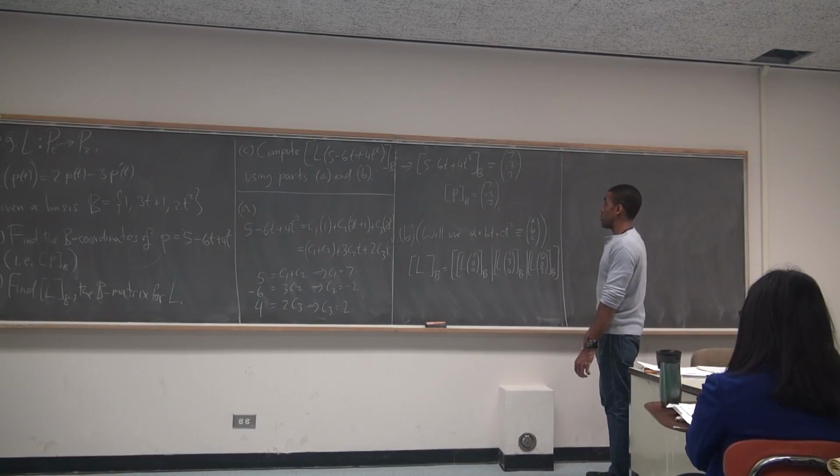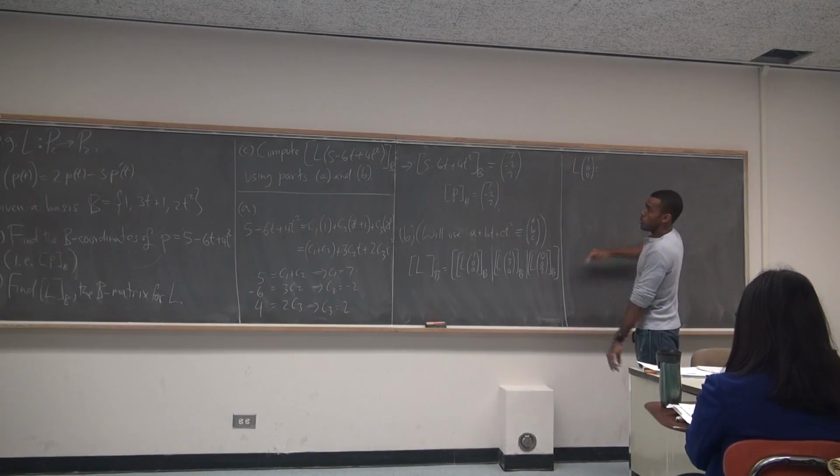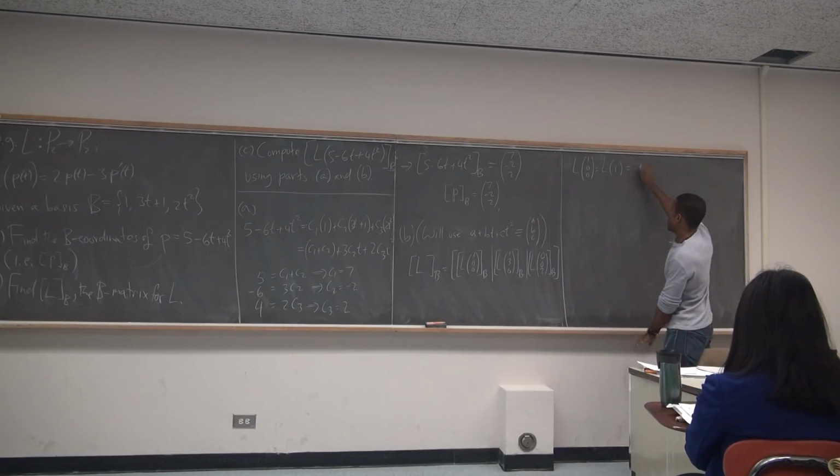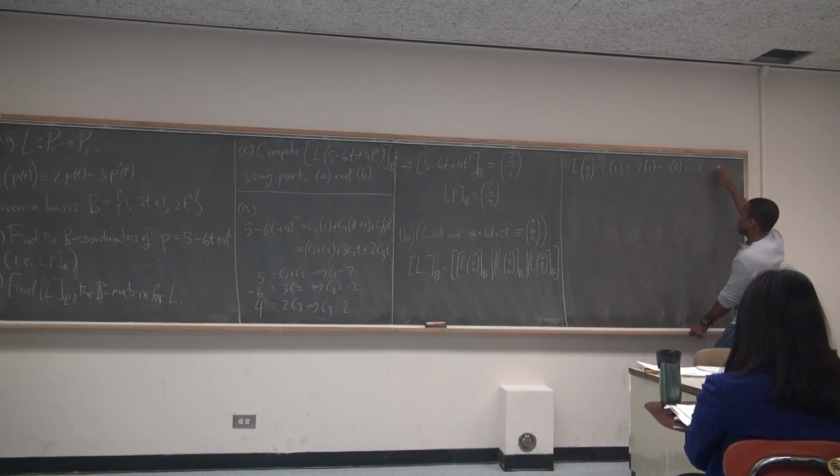So let's start from the beginning. Now let's look at L of 1, 0, 0. What does that give you? This is just L of the polynomial 1. And so what do I have? I have 2 times the original polynomial minus 3 times its derivative, which just gives me 2. That's a constant polynomial. I can translate that to 2, 0, 0.